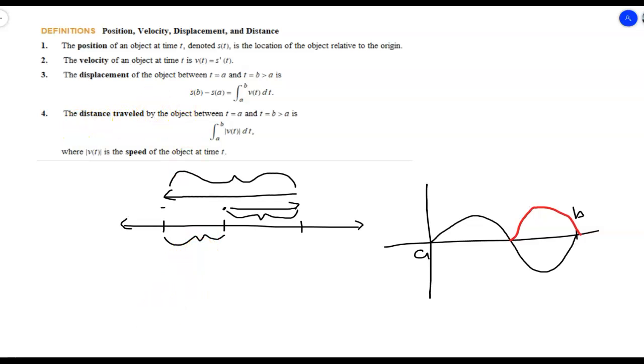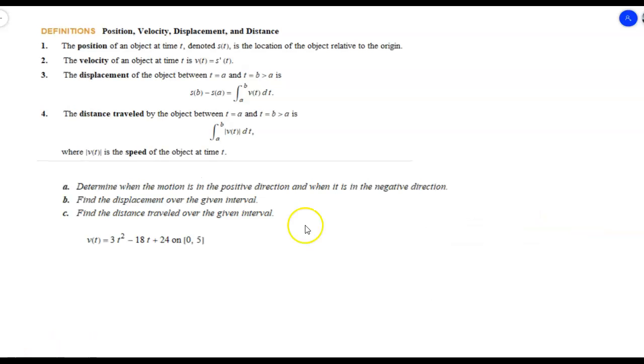All right, let's go ahead and take a look at an exercise here. We're going to determine when the motion is in the positive direction and when it is in the negative direction. That means, if you put this on a straight line, when it's traveling right, we'll call right the positive direction and left the negative direction.